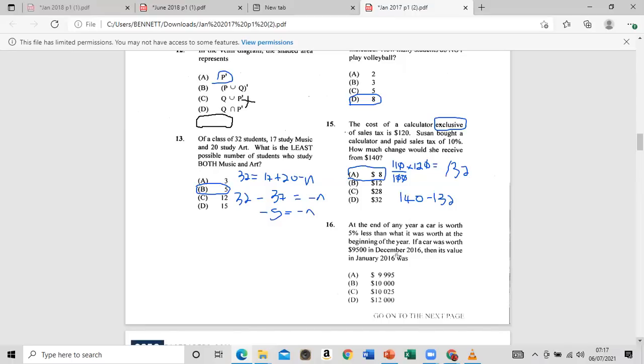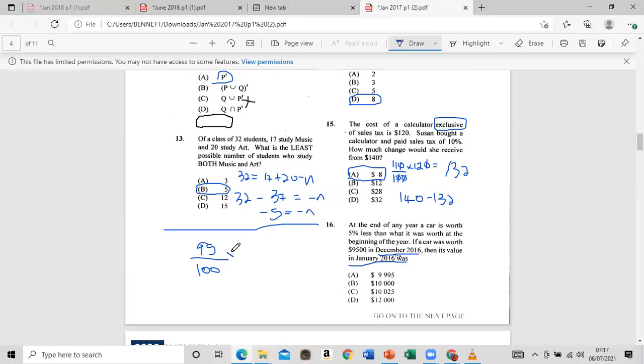At the end of the year, if a car is worth 5% less than what it's worth at the beginning of the year, and the car was worth 9.5 at December, so we want to find out what it was worth in January. All right. So we know that 95% of the car, because at December it will depreciate, right? So at January it was 95%, and that was worth 95.